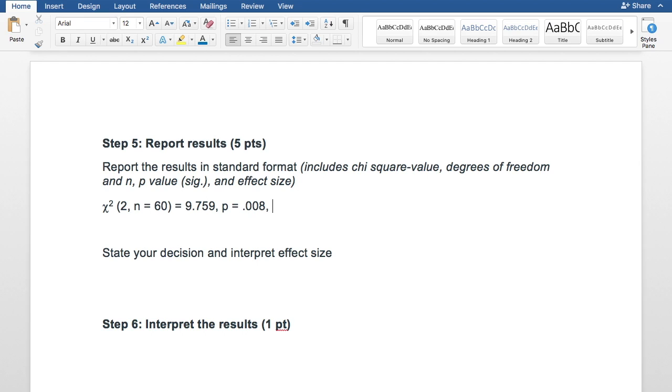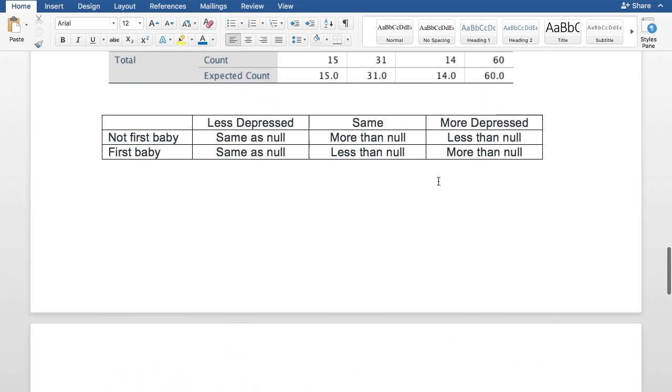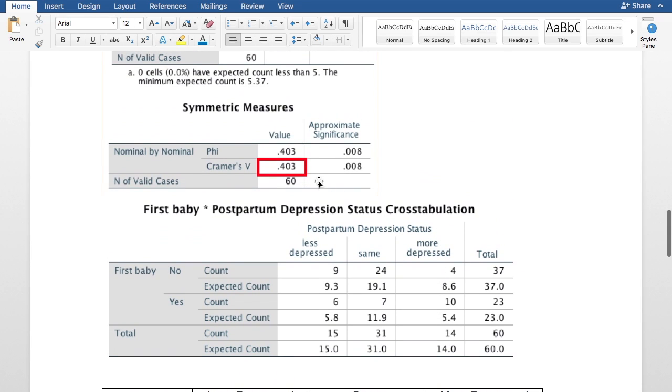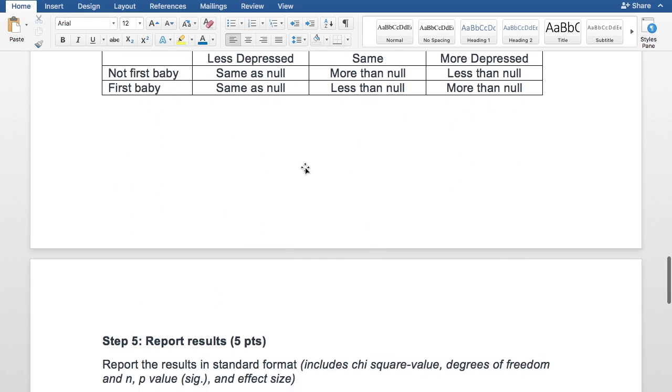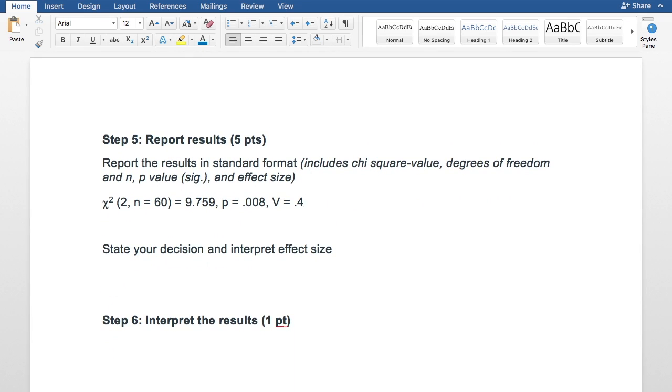The last thing we need to include is our effect size, Cramer's V. And looking back at our output, Cramer's V was 0.403. That's it for reporting in standard format. Now we're ready to state our decision and interpret our effect size.